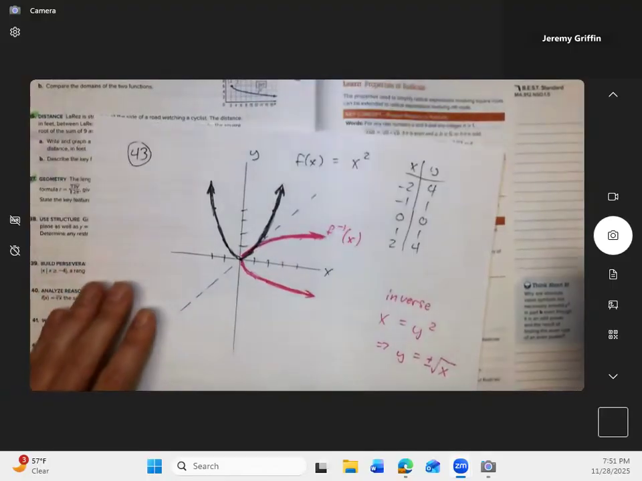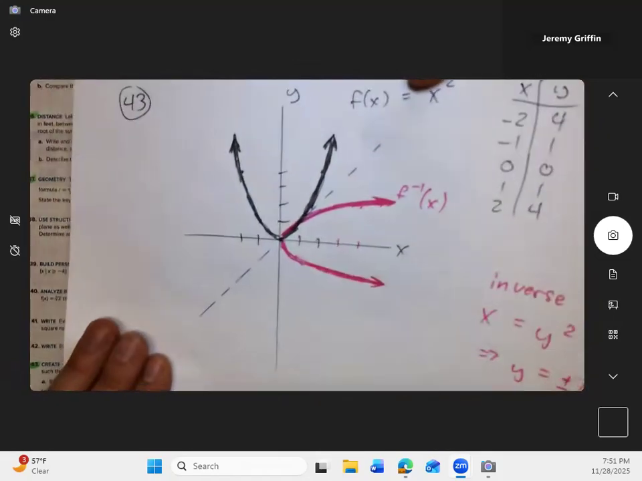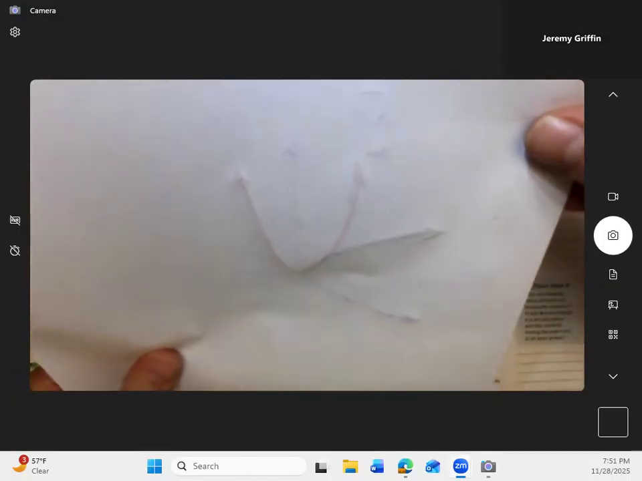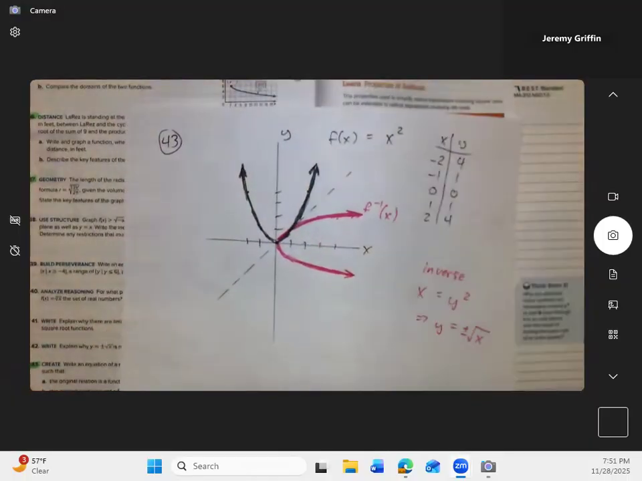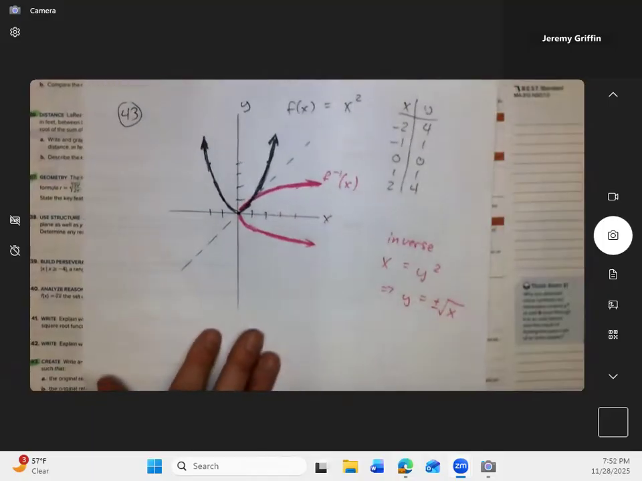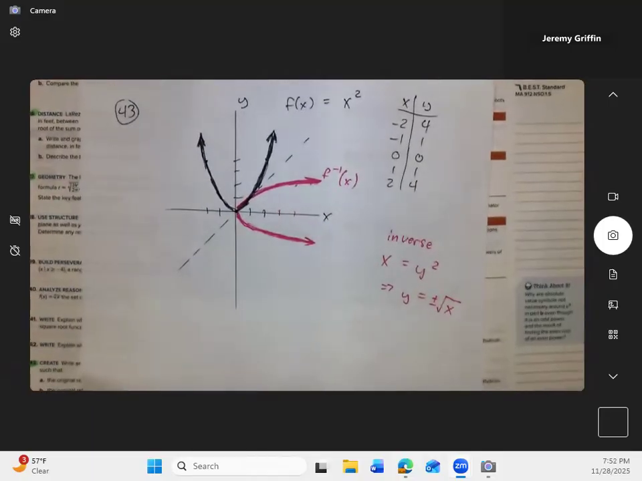Let's see if this shows up through the paper better. So that pink and that black should swap places. Yeah, that's a little more obvious now. Yeah, they totally did. That's another way you can get inverse. All right, so that is a wrap on 6.5.